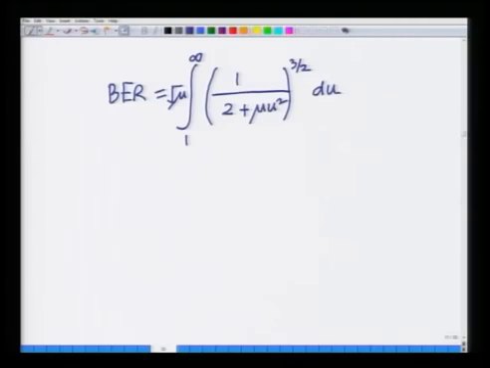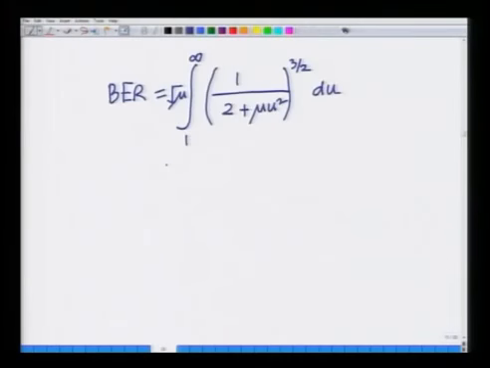Now, I will evaluate this integral and derive the final expression for the bit error rate of the wireless communication system. So, I will make another substitution now. Let me call this T equals 2 by mu square root tan theta.